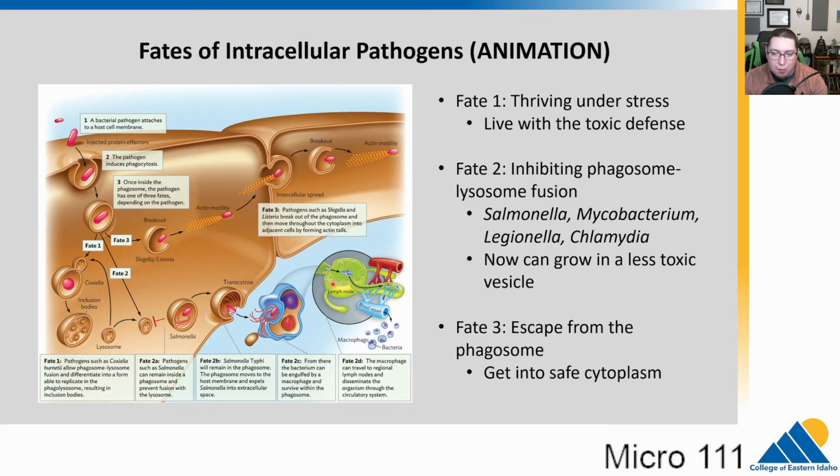So it uses our own cell defenses to its advantage. The final mechanism is to just escape from the phagosome. Shigella and Listeria do this. They break out, and they actually hijack the actin filaments in the cell and use that to move around. And they can actually move from cell to cell in this manner. So let's go and watch an animation of these processes.